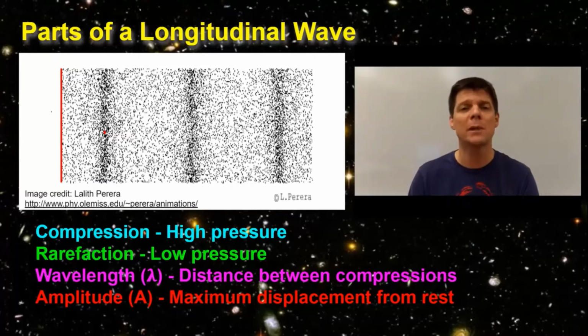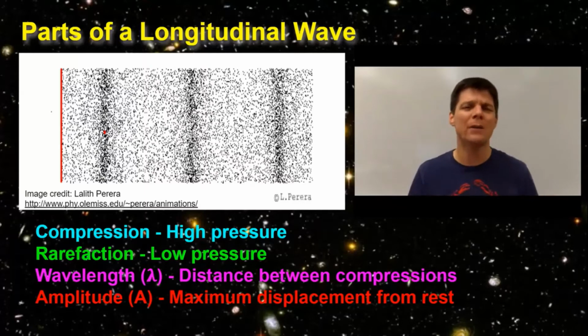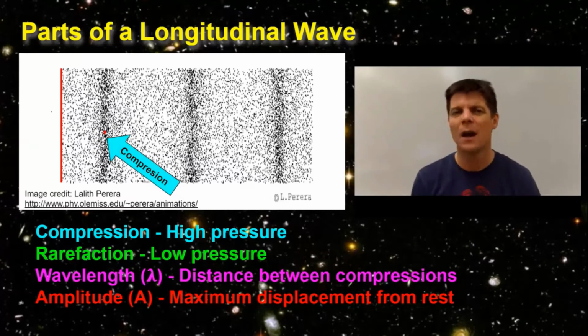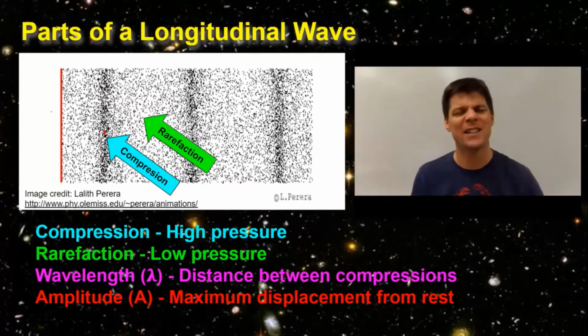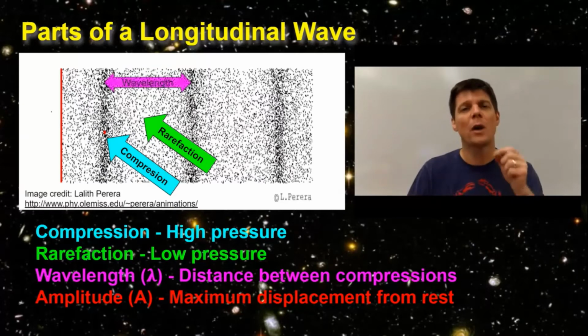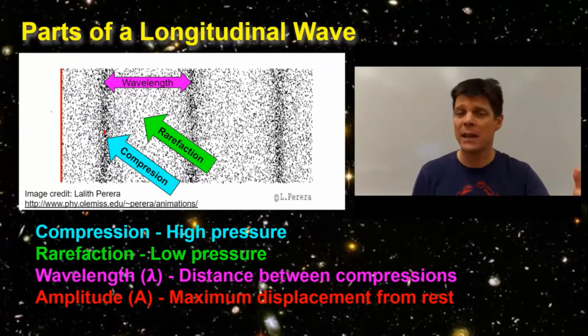Amplitude is the maximum displacement from rest. Now, where's rest? Well, in a wave, I have an area of compression where the particles are close together. It's not there. I have a position of rarefaction where the particles are spread apart. It's not there, okay? Now, the position of rest is going to be halfway in between where we find rarefaction and where we find compression. So the amplitude is going to work out, as we see in the image, to be 1/4 of the wavelength.